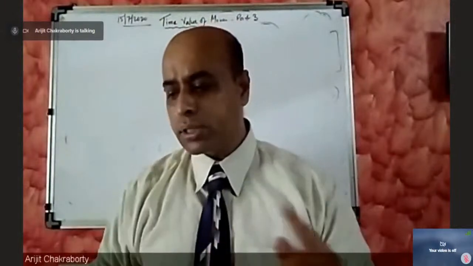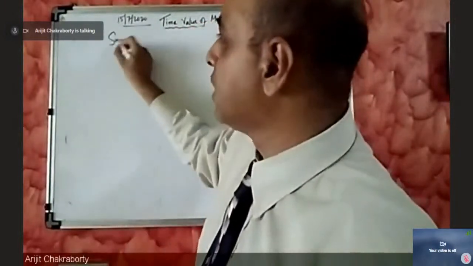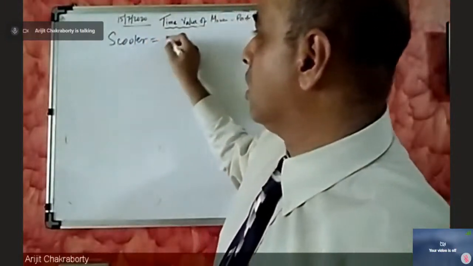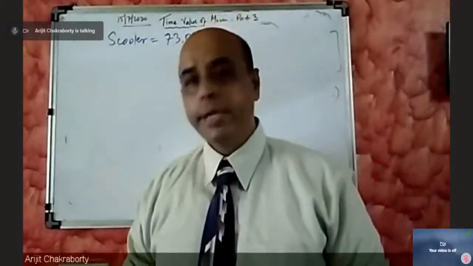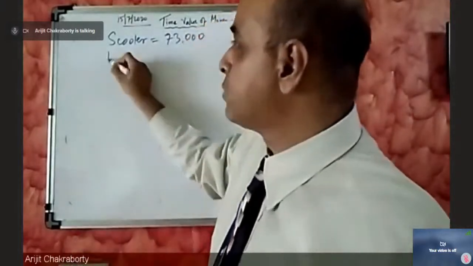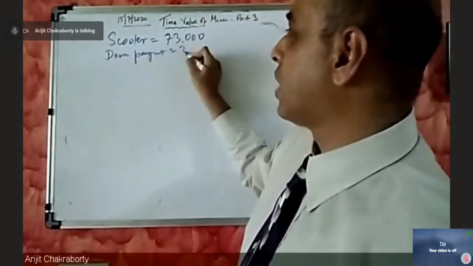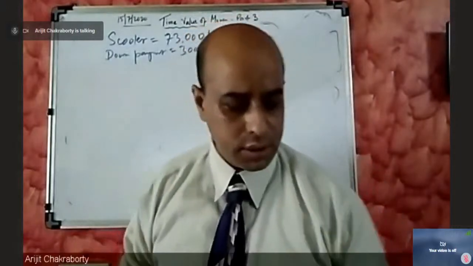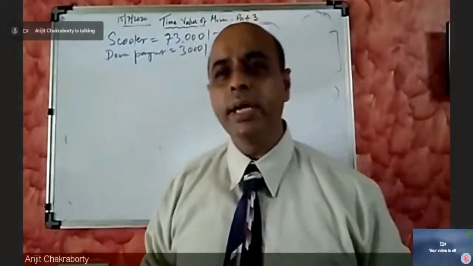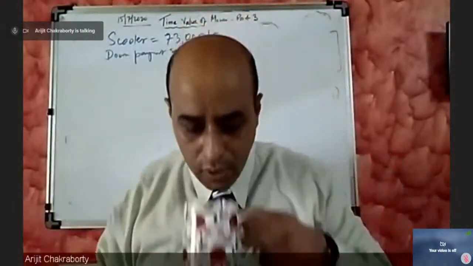Now, Ram bought a scooter costing 73,000. So he is buying a scooter costing 73,000, and he is making a down payment. Down payment is 3,000. So the scooter costs 73,000 and he is making a down payment of 3,000. Please note, this is an additional question.